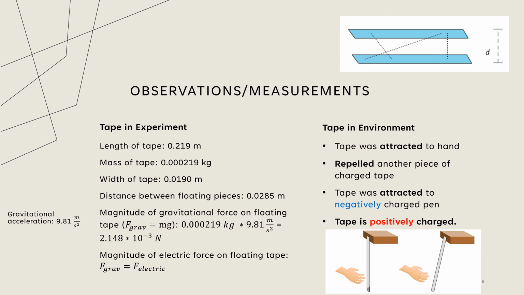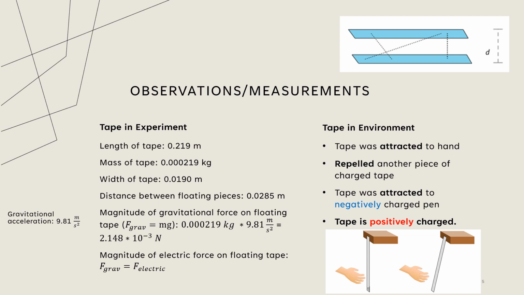The length of the tape is 0.291 meters. The mass of the tape is 0.00219 kilograms. The width of the tape is 0.0190 meters. And the distance between the tapes that are floating is 0.0285 meters. The magnitude of gravitational force, F grav equals mg, is 2.148 times 10 to the negative 3 newtons. And the magnitude of electric force is the same as gravitational force, because the tapes are floating and motionless.